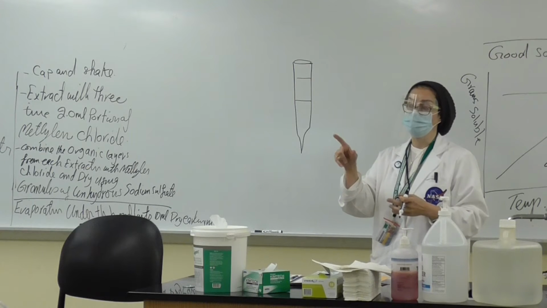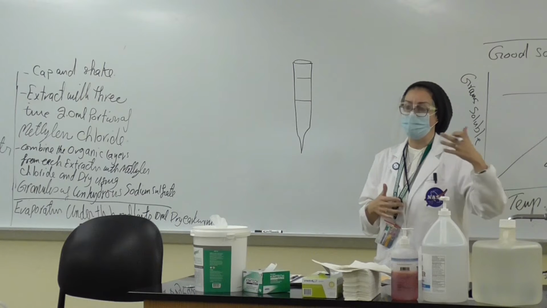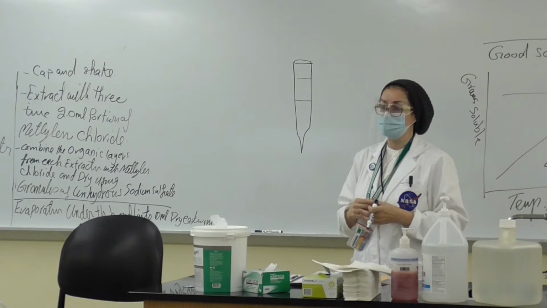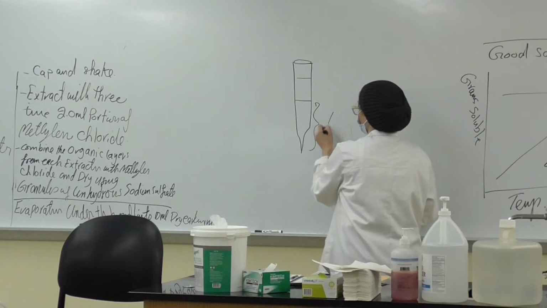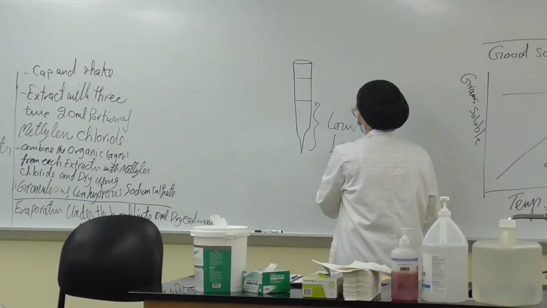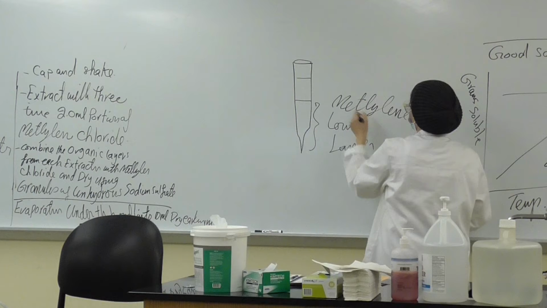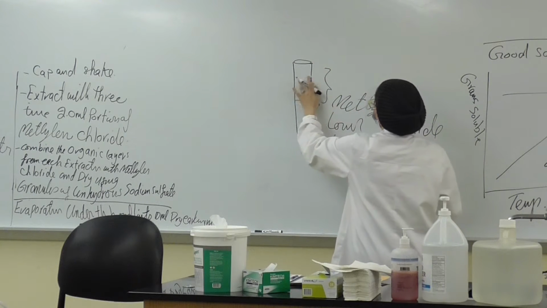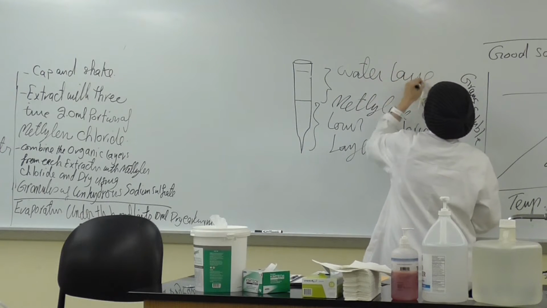Now this has to be read and found ahead of time. It's a pre-lab, right? We should know the differences between those 2. Anybody knows which one is more dense, water or methylene chloride? The lower layer is going to be the methylene chloride, and the water layer is going to be at the top.